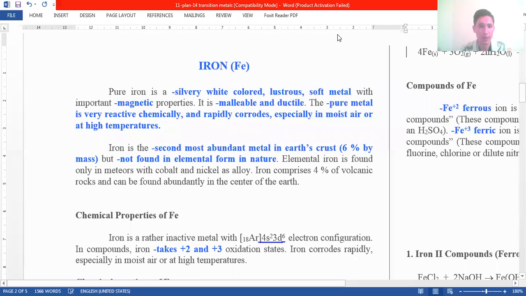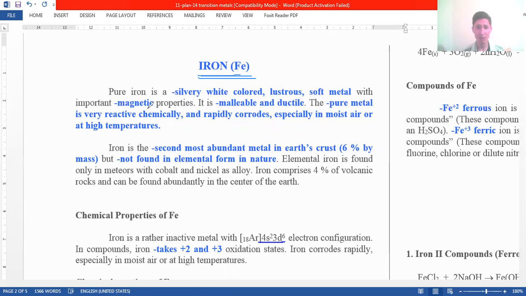Iron, the topic. Iron is a pure silver-white colored metal with luster. What does luster mean? Luster means shiny. It is a soft metal with important magnetic properties. Iron has magnetic properties. For example, aluminum or zinc has no magnetic property. And iron is malleable and ductile.